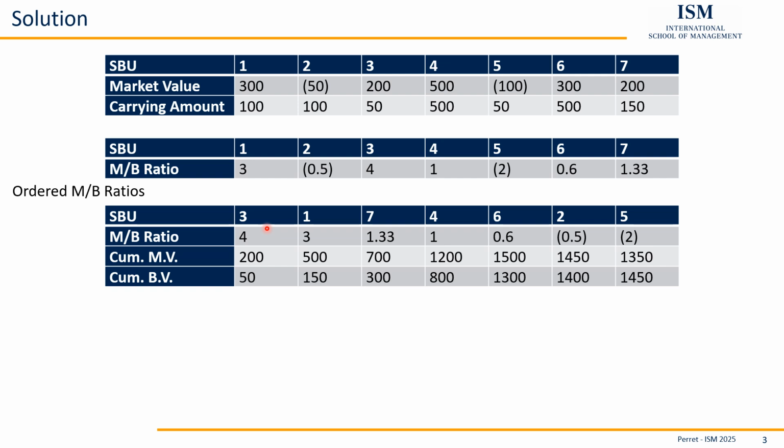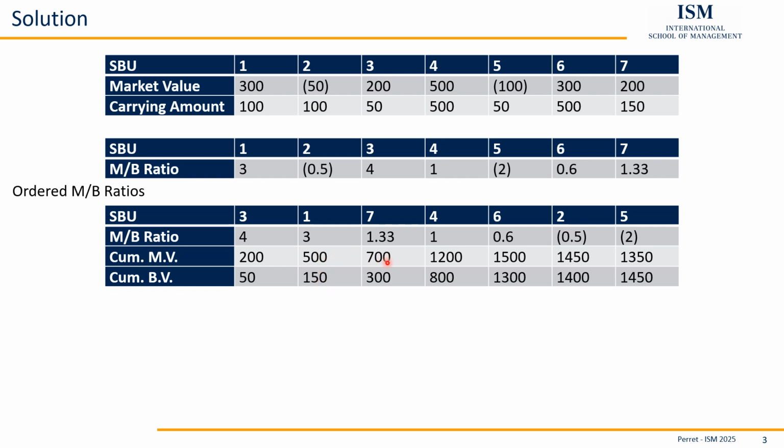And in addition to the reordered business units, I'm going to calculate cumulated market and book values. So I start with market and book values of the first business unit, so of 3. That's here the 200 and the 50. Then I'm going to add the market and book value of the next business unit. So I'm going to add to the market value 300 and to the book value of 50, 100. Giving me these cumulated values.